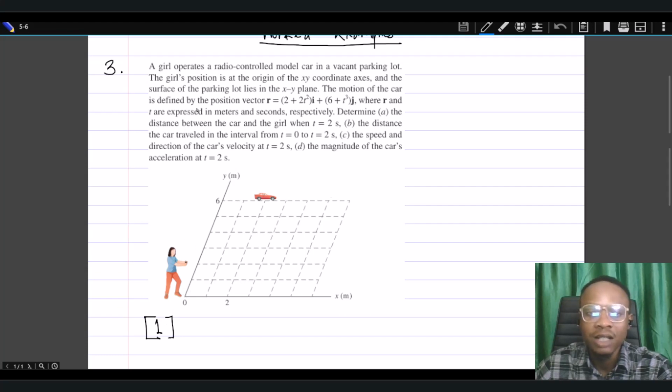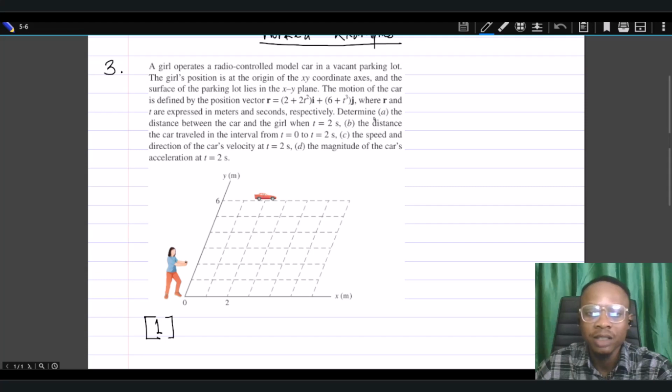So the motion of the car is defined by the position vector r equals (2 + 2t²) i + (6 + t³) j. So that means we have x as a function of time defined as this, and y as a function of time is defined as this. Put together, this gives us r, the position vector of the body, as a function of time, where r and t are expressed in meters and seconds respectively. So that tells us the units in which we will express our results.